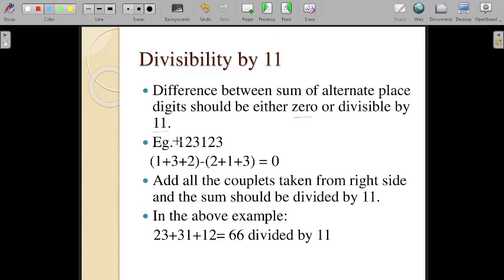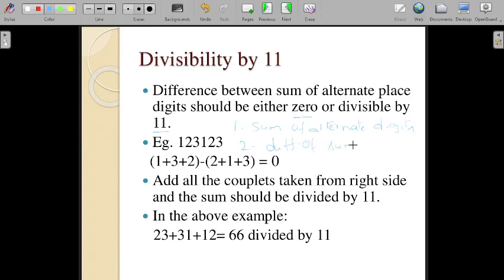Let's take this example: 1 2 3 1 2 3. First of all we need to find the sum of alternate places. After that we need to find the difference. So the first step is the sum of alternate digits, and the second is the difference.